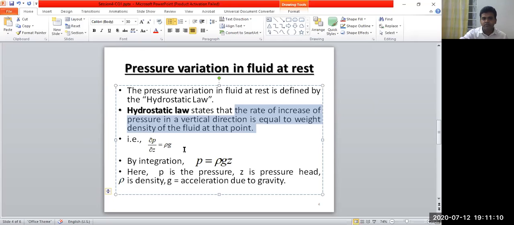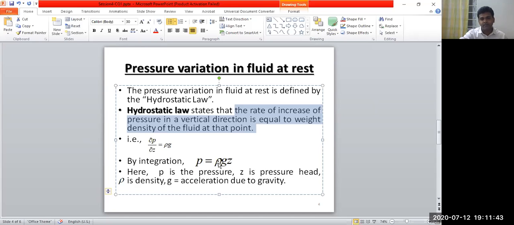If you integrate both sides, then you will get p equals rho g z, where p is the pressure, rho is the density of fluid, g is the acceleration due to gravity, and z is the pressure head, that is the height in the z direction. So p equals rho g z. This comes from the hydrostatic law. So this pressure is varying with the z pressure head. P, that is pressure at a point, is varying with the z.